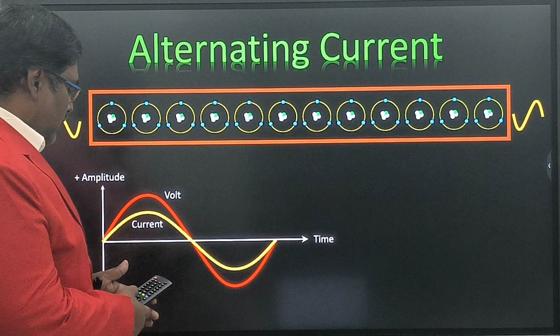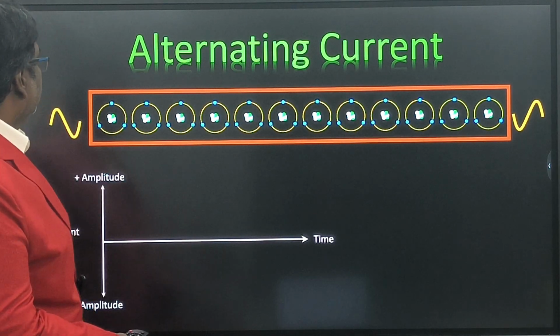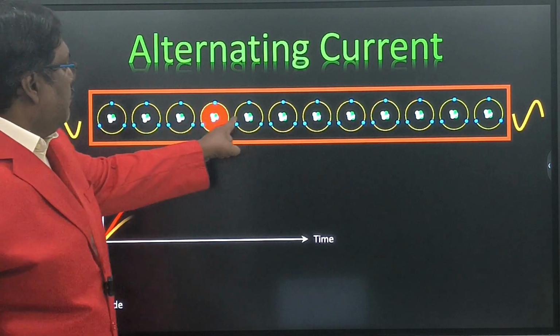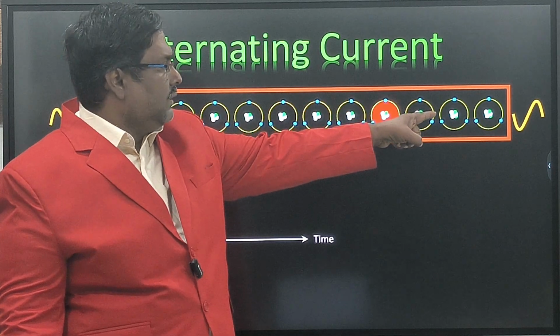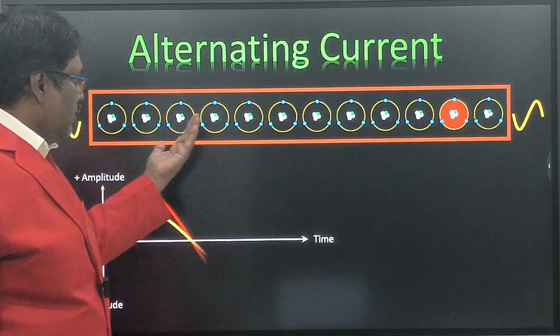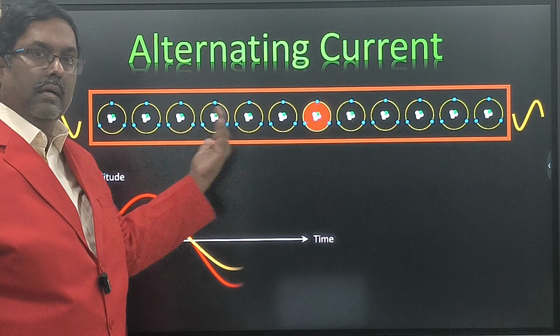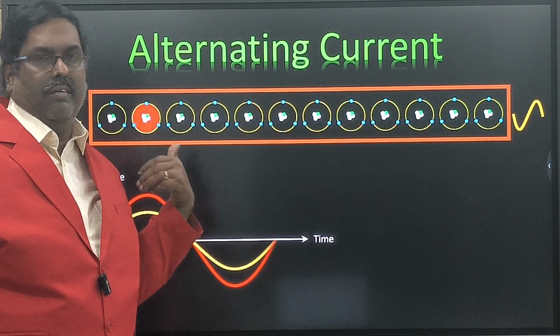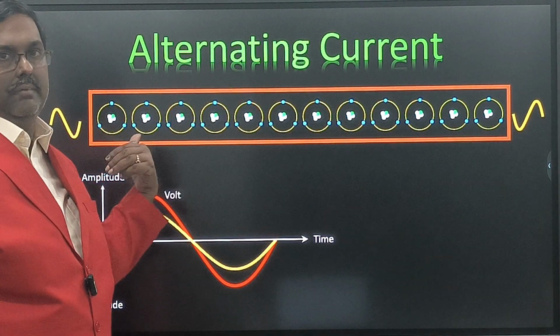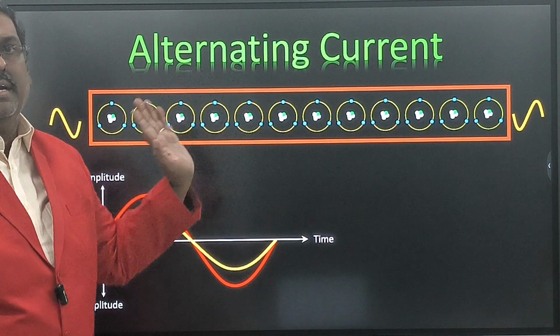Okay. So once again I will show you. See, the positive charge is going some distance and again it is coming back to the original. So like that it will keep on moving forward and back. Okay, forward and back side. So this is called alternating current.